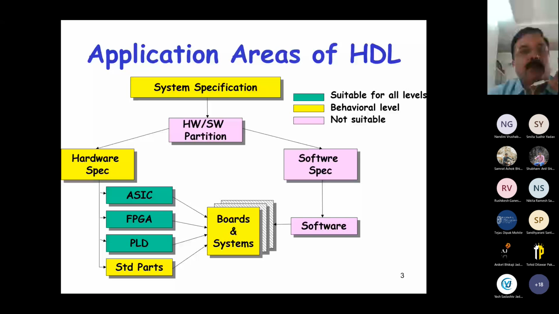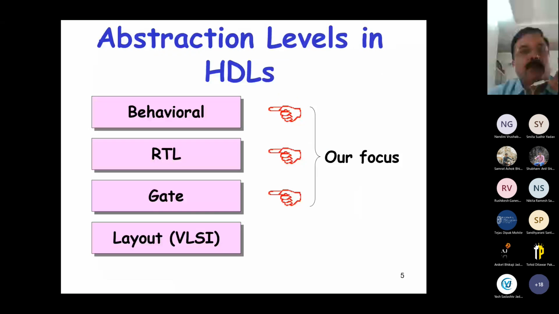Now let's move on to the abstraction levels in HDL. One of the levels is behavioral level. Second level is register transfer level. Third one is gate level. And the next one is layout or VLSI. So our focus is on the first three levels, that is behavioral, register transfer level, and gate level.